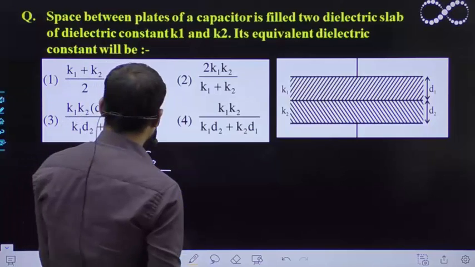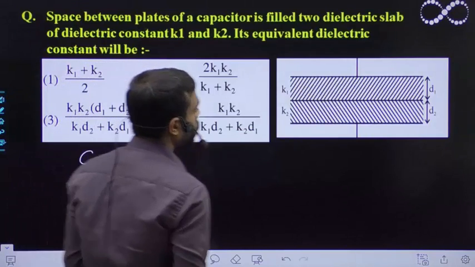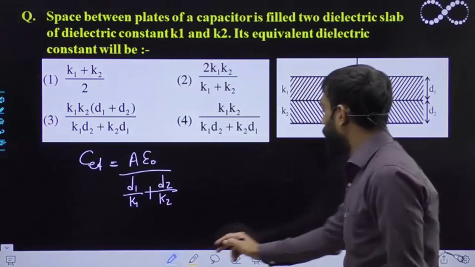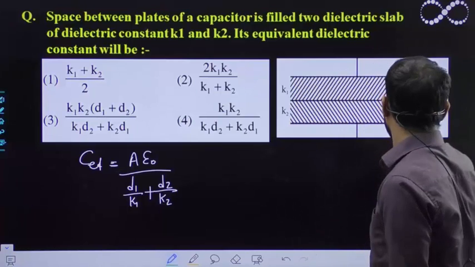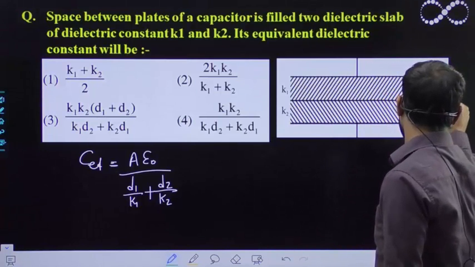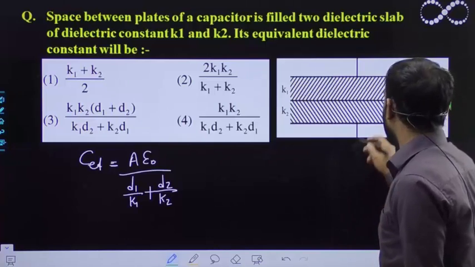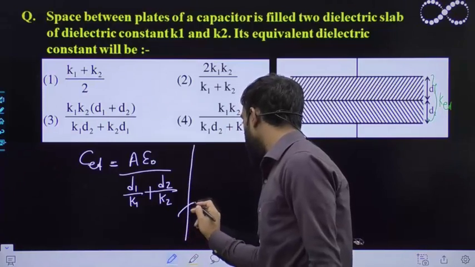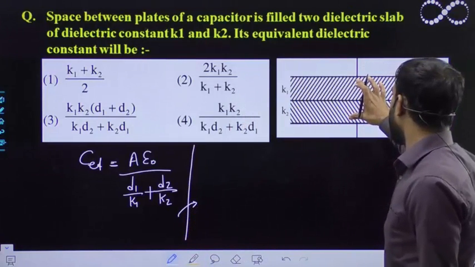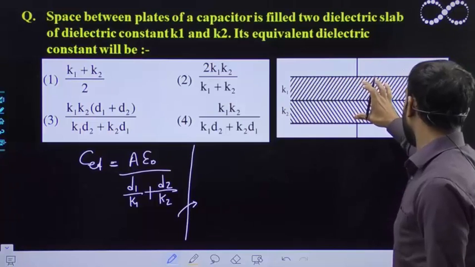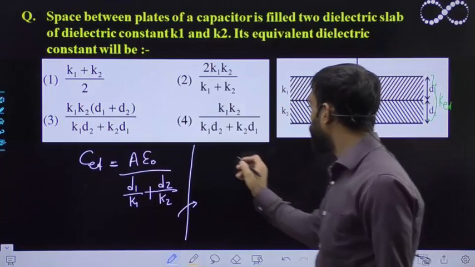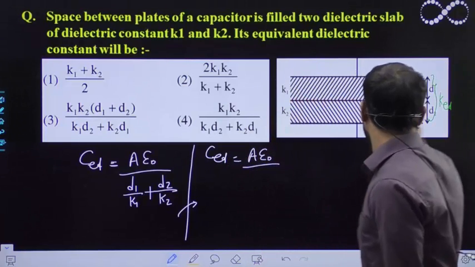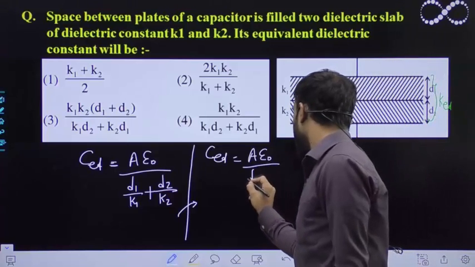Alright, so this is the C equivalent, right, now I need to find the equivalent dielectric constant. So let us assume that the K equivalent is K eq. Now if I write the C equivalent, assuming that the space is filled with one dielectric having the dielectric constant as K equivalent, then here the C equivalent can be written like A epsilon naught upon the total distance, which is D1 plus D2, right?